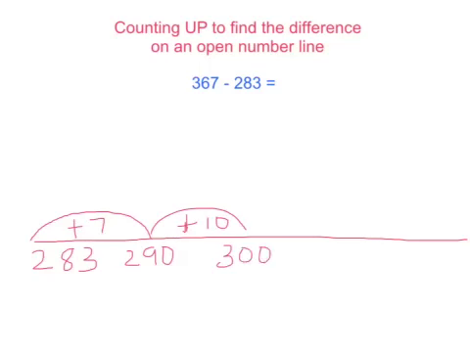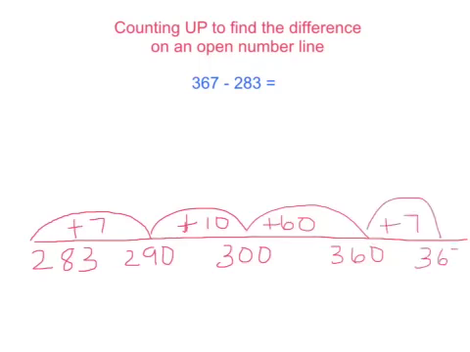Now, once we get to 300, we think about what we're trying to get to, 367, then we just want to jump 60 more, and we're at 360, and then 7 more puts us at 367, which is where we were trying to go.